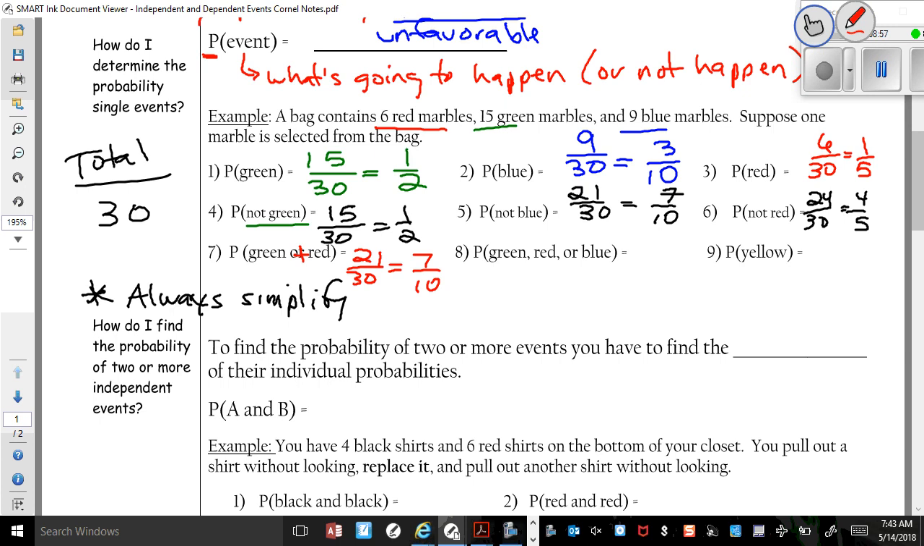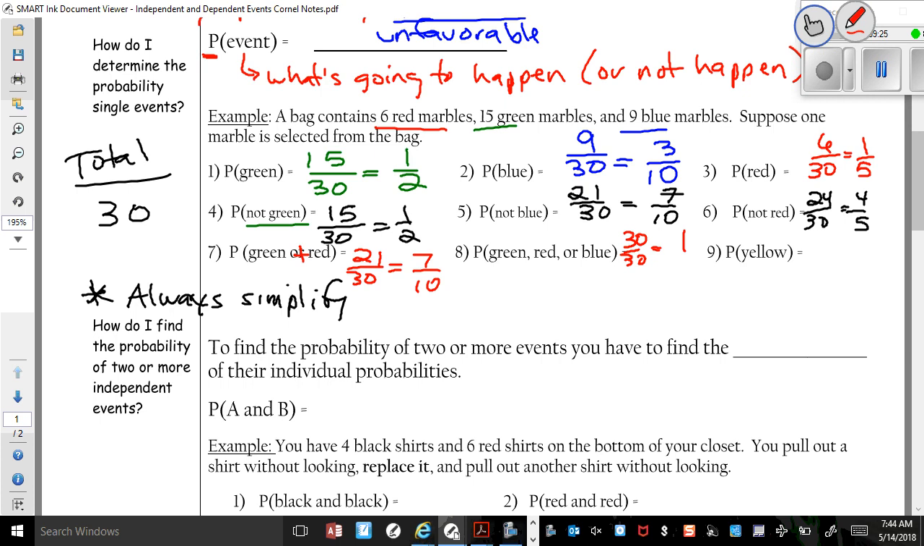Wait, why is it green or? Oh, we have to add the green or red. So we have to add them. Not blue, right? Okay. So you can do it that way. Most of them won't be as straightforward. Green, red, or blue? 30 out of 30. 30 out of 30, which would be what? 100% chance you will draw one of those. 1. Remember, 1 is the same as 100%.